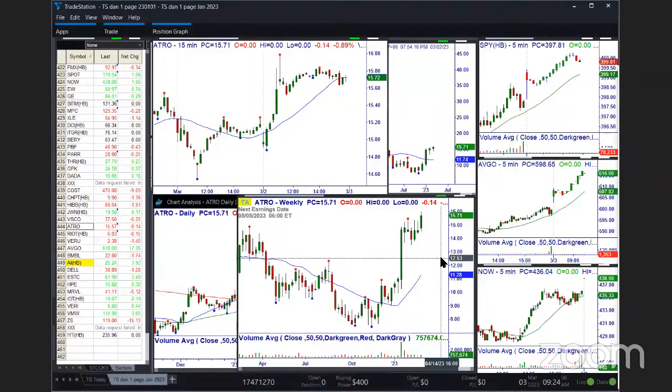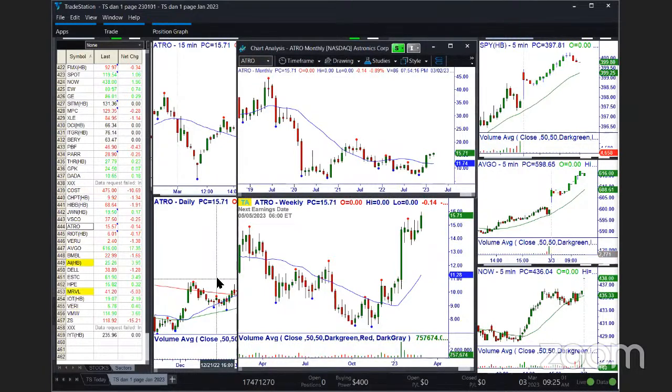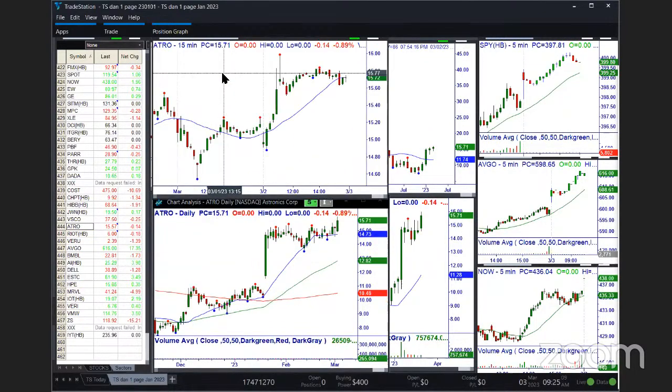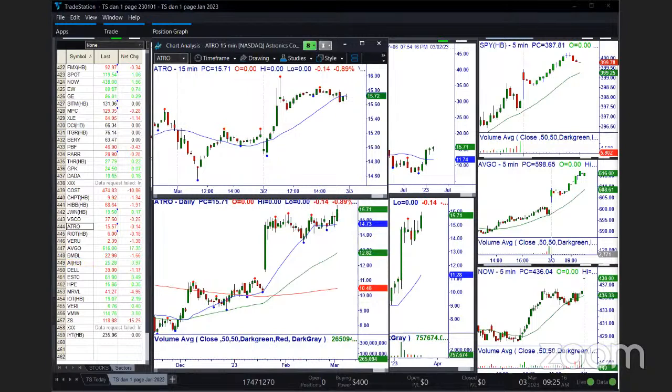Look at the weekly. Look at the monthly. That is a beautiful example of multiple time frame alignment. Daily, weekly, monthly look fantastic. So, earnings can wiggle around, particularly if they have an earnings call.